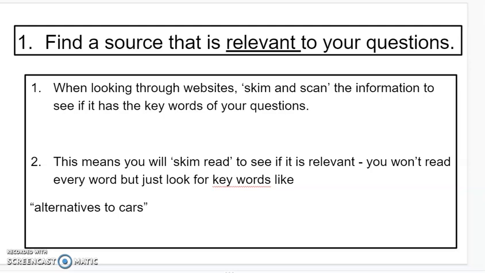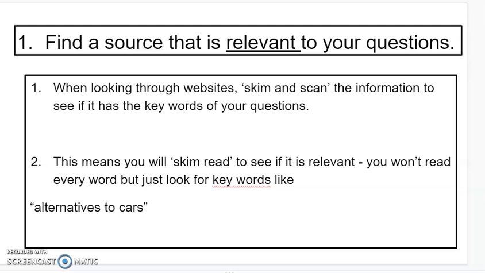Moving on. The first thing you need to do is find sources that are actually relevant to your questions. So when looking through websites, you'll need to skim and scan the information. That essentially is like skim reading, where you are skipping through and just looking to see if the website has the keywords that you need. What this enables you to do is get through lots of information quickly.